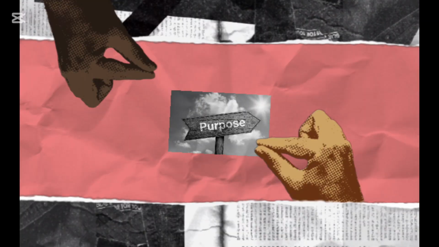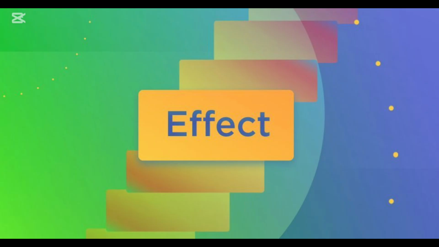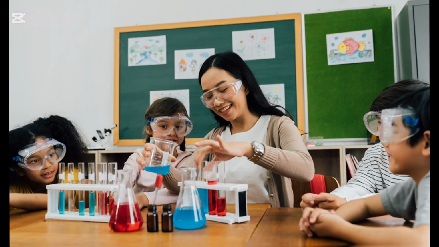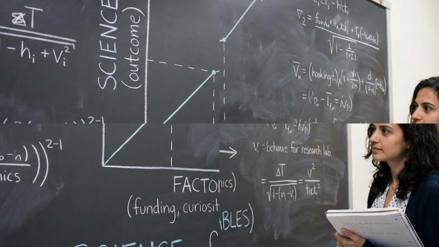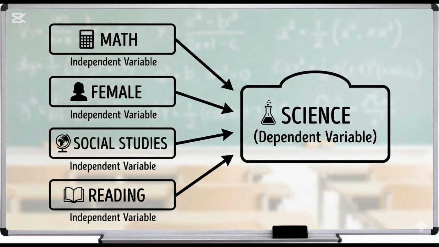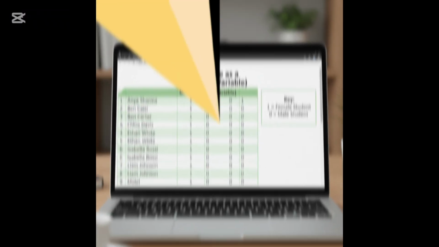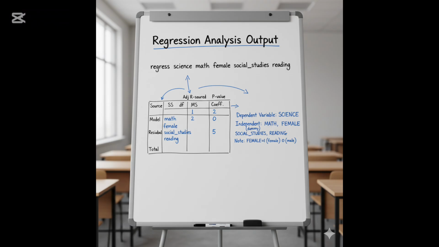The purpose of this regression is to understand how different test scores affect student science scores. The dependent variable in this model is science, and the independent variables are math, female, social studies, and reading. The variable female is a dummy variable where 1 represents female students and 0 represents male students. The regression command used is: regress science math female socst read.